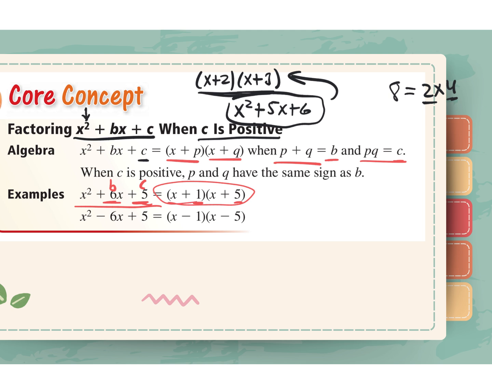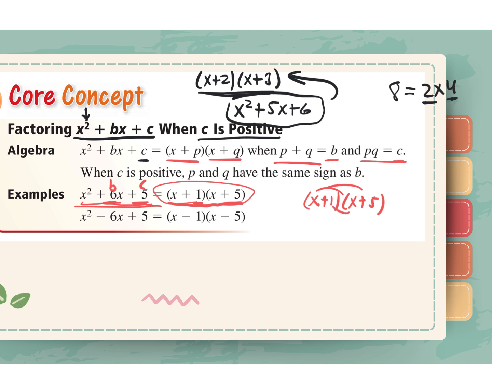I'll show you the actual work that goes into this in the next page with the examples. But this is what it looks like. Your answer would look something like this. And to check your answer, you would typically want to try to FOIL it and make sure that you get the original expression as your answer, right? So if I were to FOIL x plus 1 times x plus 5, I want to make sure that when I multiply this, I do in fact get x squared plus 6x plus 5.